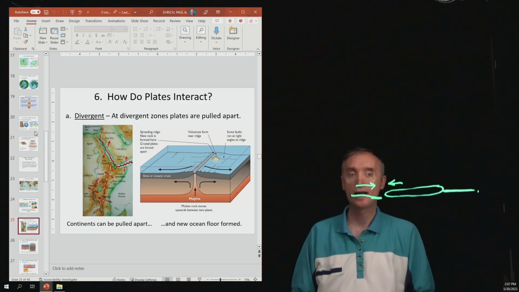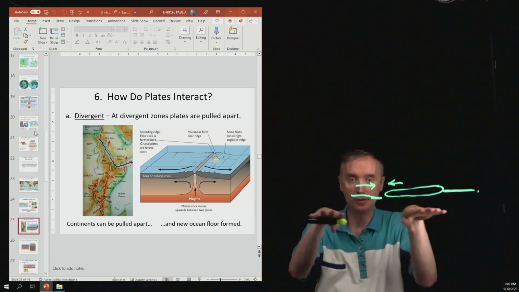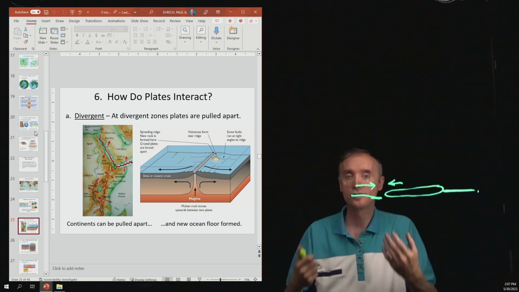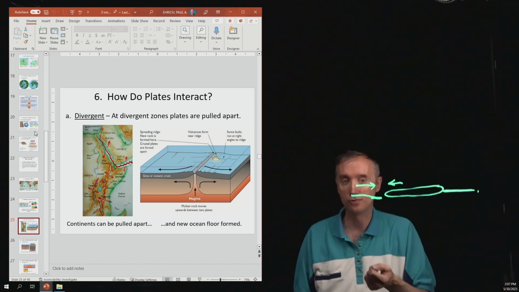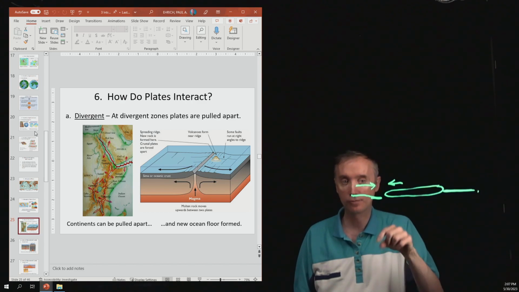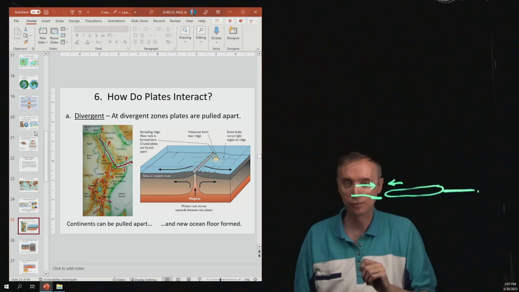All right, so how do they interact? There are basically three types of interactions for these plates: divergent, convergent, and transform. At a divergent plate boundary, the plates are being pulled apart. So what does this do? It forms new ocean floor at a mid-ocean ridge. The ridge that goes down the middle of the Atlantic Ocean is a mid-ocean ridge.